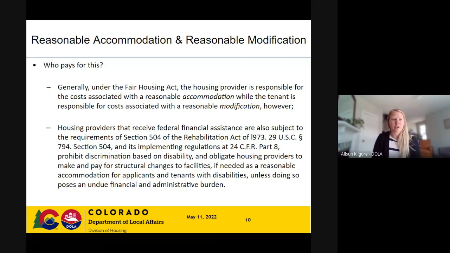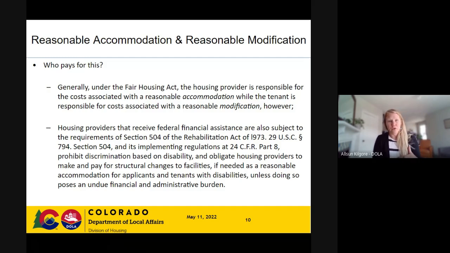And of course, the question is, who pays for all of this? Generally under the Fair Housing Act, the housing provider is responsible for the costs associated with reasonable accommodations, while the tenant is responsible for costs associated with modifications. However, housing providers that receive federal financial assistance are also subject to these requirements, including the cost of any modifications, unless it poses an undue financial and administrative burden.